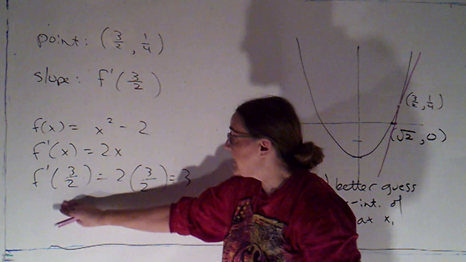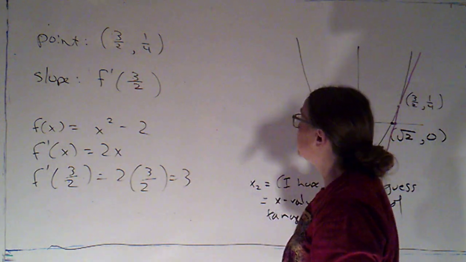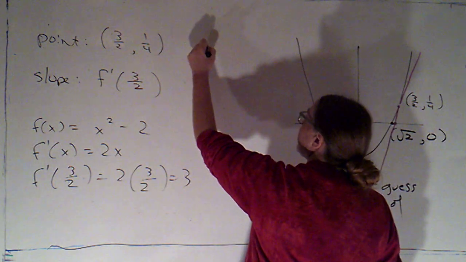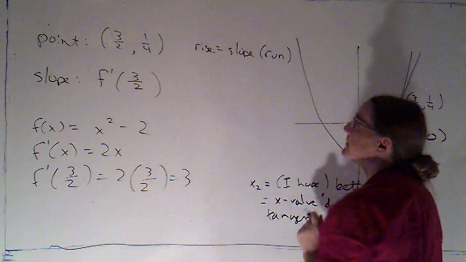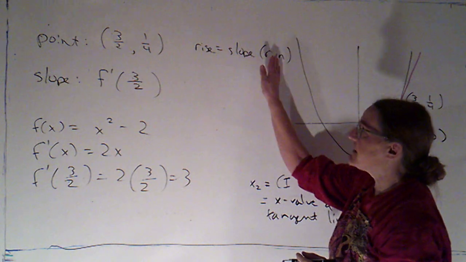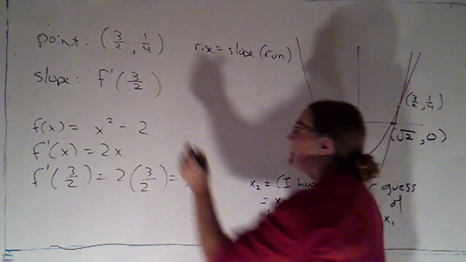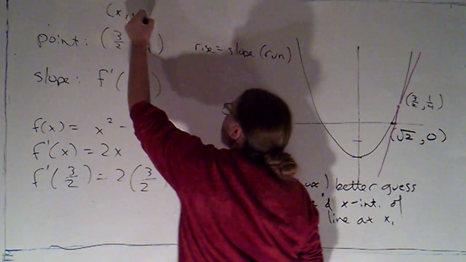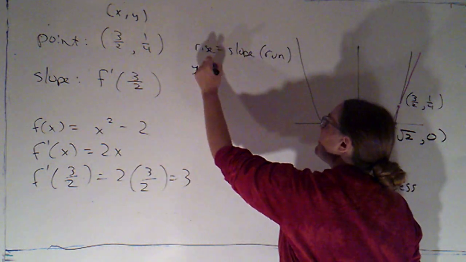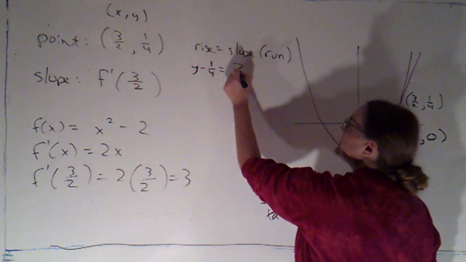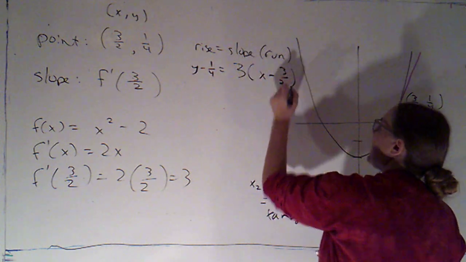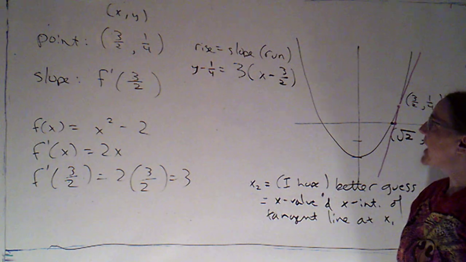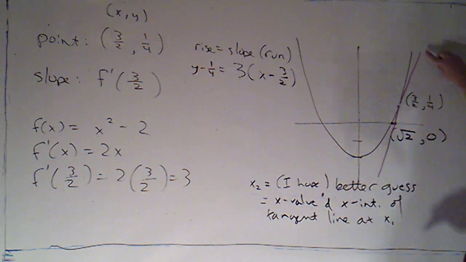So now I can get the equation of my tangent line. I'm just going to use the fact that rise is equal to slope times run. I'm going to calculate the rise and the run using this point and an arbitrary point, x, y. So the rise would be y minus 1/4. The slope we've just said is 3, and the run is x minus 3/2. Excellent. So that's my tangent line. That's an equation for this pink line right here.